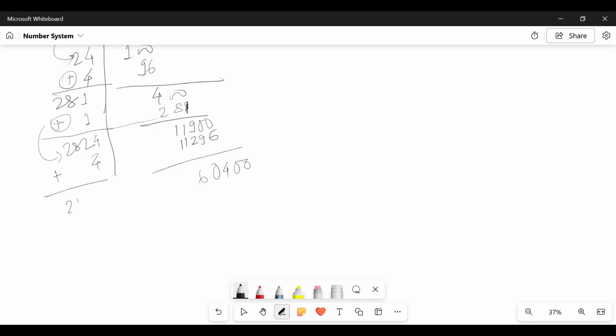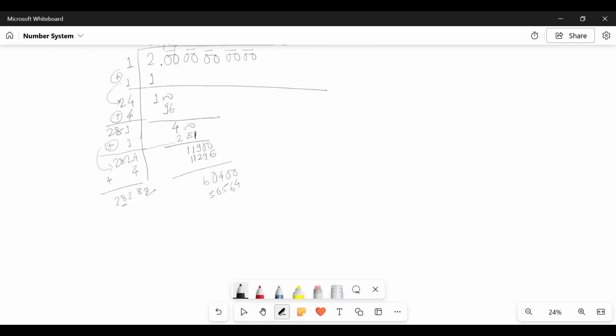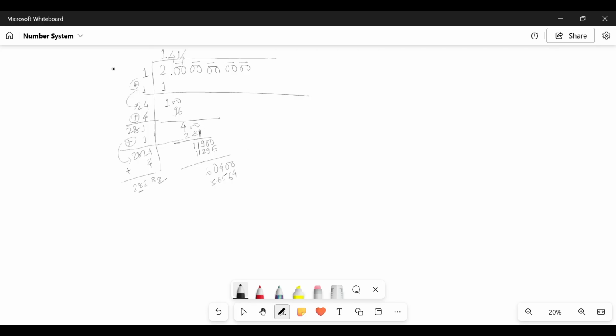60400 again, and we have 2828. So we cannot take 3 because this would add up to 84, so we take a 2. So as we take a 2, this would mean we have the number 64565. So what's happening basically, as you see, is we have 2 again over here.